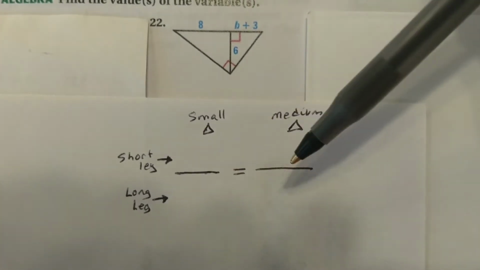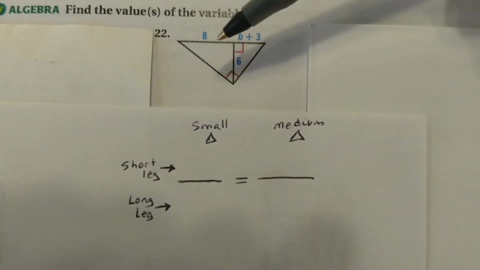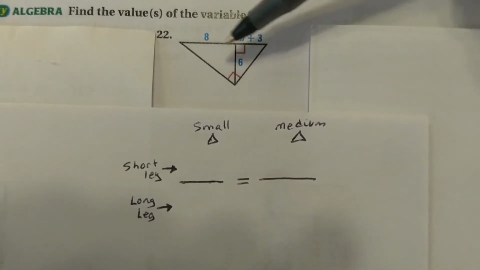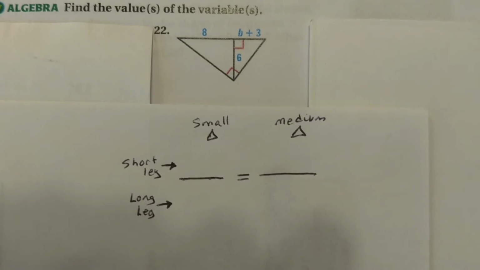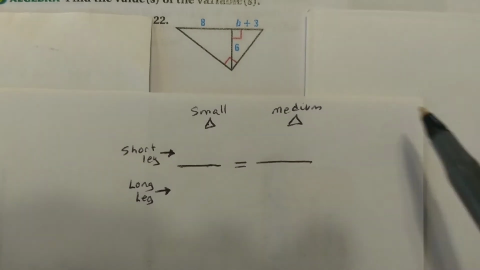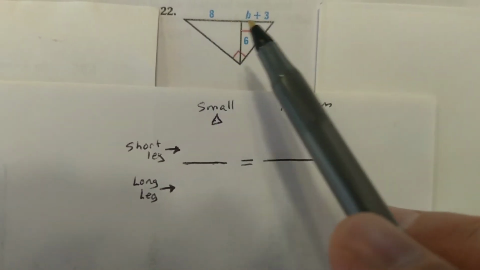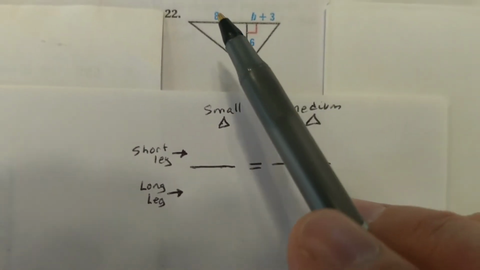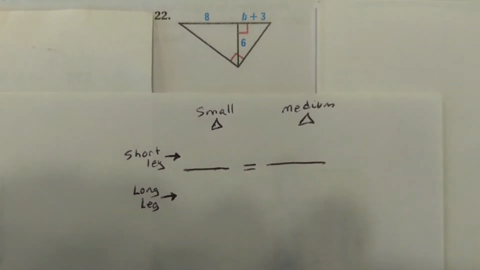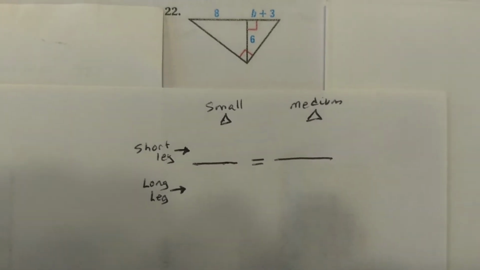As we set up a proportion, you look at the three different triangles that are formed, the small, the medium, and then the large, and identify which parts of which triangles you know. If I look at the large triangle, the only thing I'm knowledgeable about is the hypotenuse, which would be 8 plus b plus 3. I don't know either leg, so I'm not going to use that triangle.